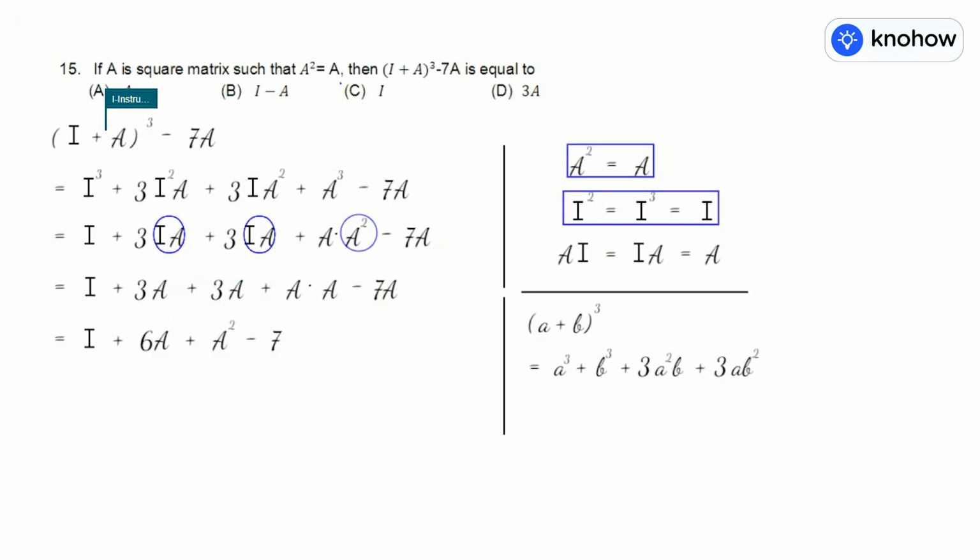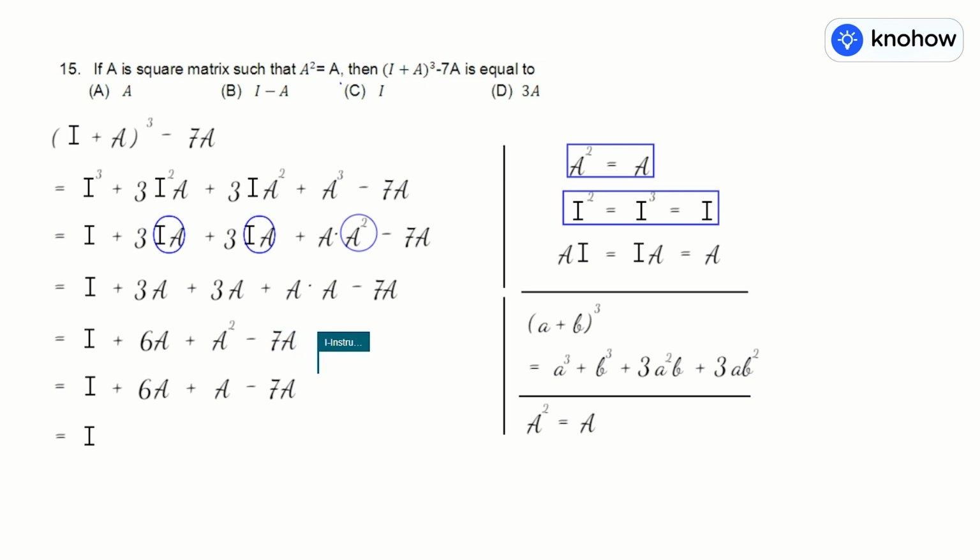Now A square again, it is given that A square equal to A. So what do you get now? I plus 6A plus A minus 7A. So you get I, 6A plus A is 7A, minus 7A. So 7A and 7A will cancel. You are simply left with the identity matrix. Just check out which choice this is. This is your C choice, that is the answer.